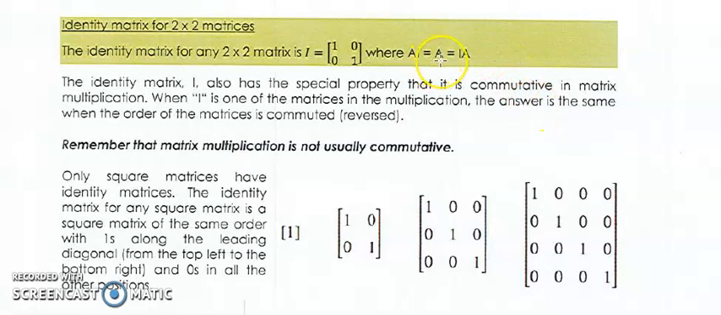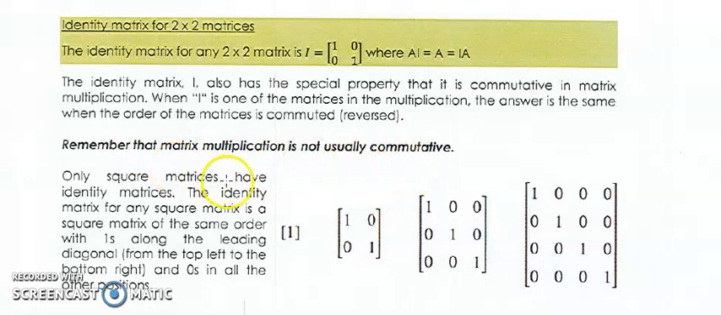There is a commutative law that says that 2 times 3 is the same as 3 times 2, 6 times 5 is the same as 5 times 6. You can flip them around. So when I is one of the matrices in the multiplication, the answer is the same when the order of the matrices is reversed. But you have to remember that matrix multiplication is not usually commutative.